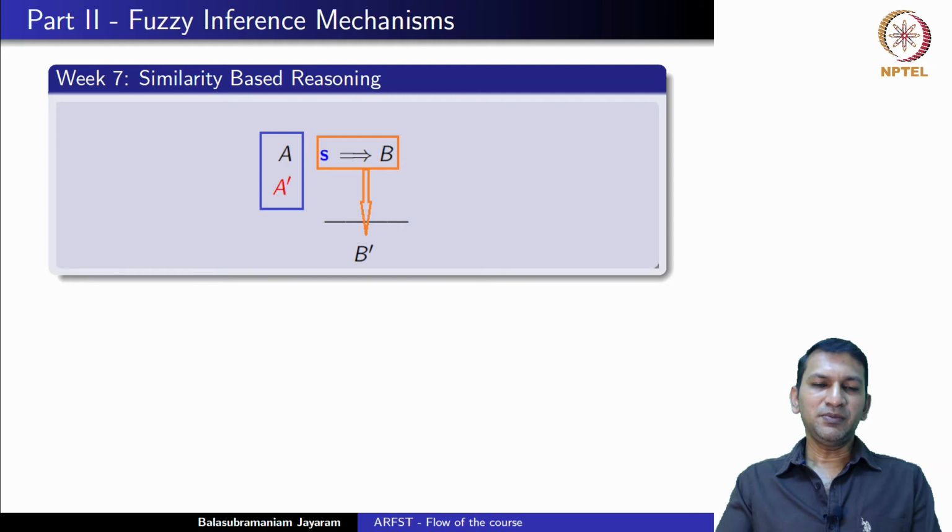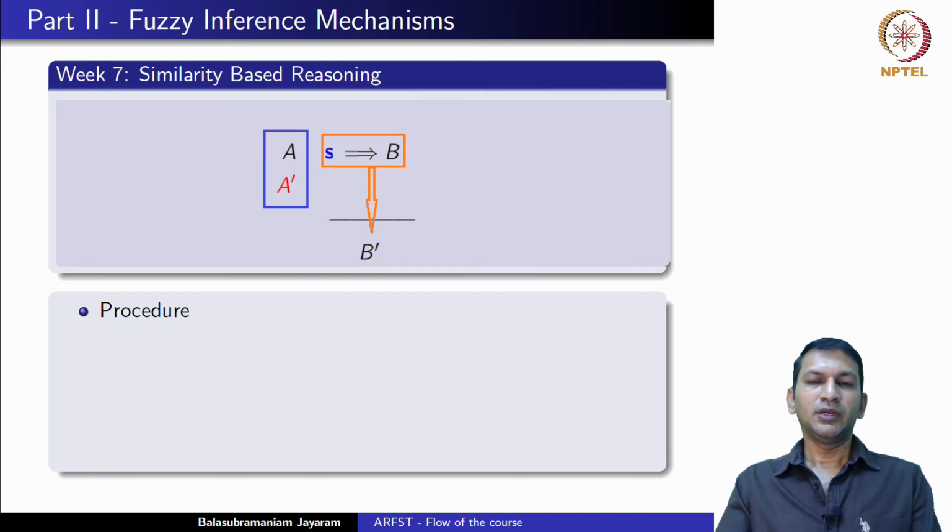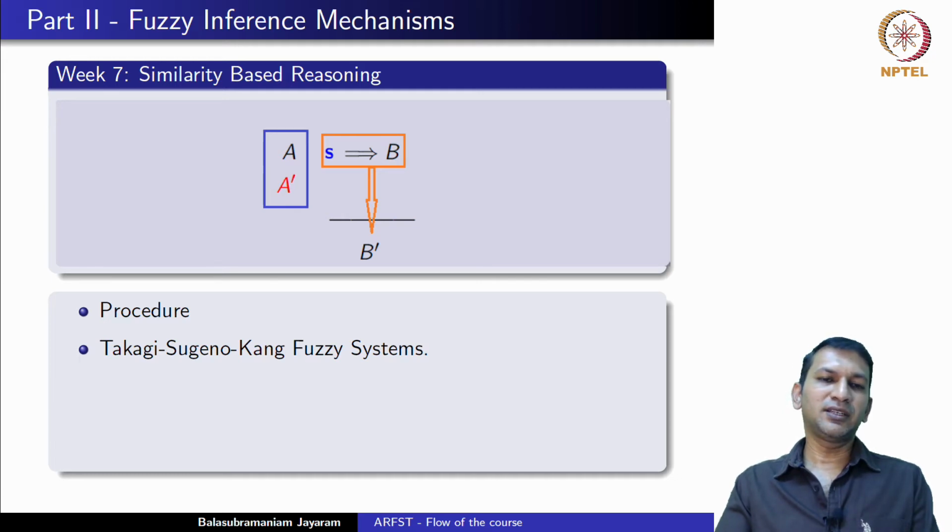So in some sense, in similarity-based reasoning, we first go vertically up and then horizontally across, as against fuzzy relational inference, where we go horizontally across first and then come down vertically to obtain the inference. Once again, we'll look into the procedure in detail. One of the most important, useful, and often applied fuzzy inference systems that falls under similarity-based reasoning is the one proposed by Takagi, Sugeno, and Kang, often abbreviated as TSK fuzzy systems.